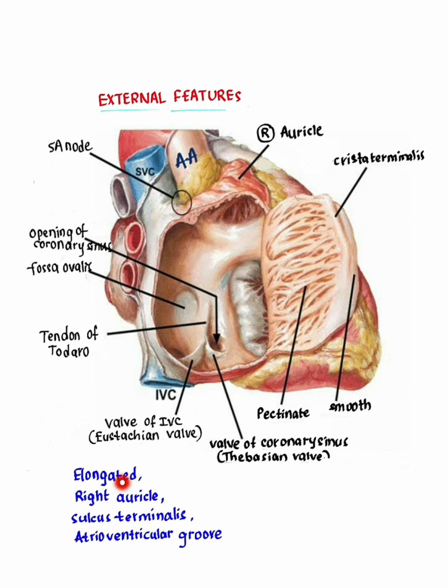The chamber is elongated vertically. Right auricle, upper end of the right atrium, is prolonged to the left to form right auricle. Sulcus terminalis is a shallow vertical groove extending from superior vena cava to inferior vena cava along the right border of the atrium. Right atrioventricular groove separates right atrium and right ventricle. Lodges right coronary artery and small cardiac vein.